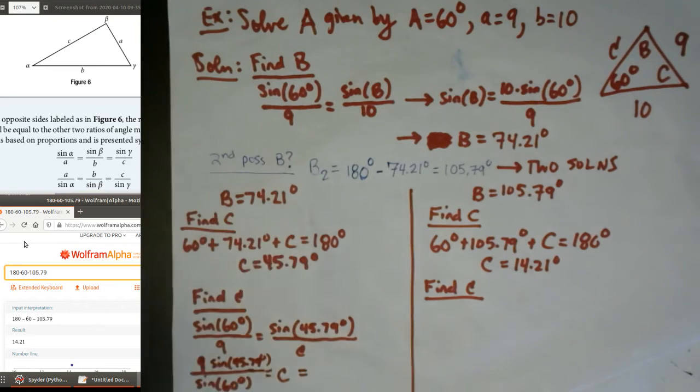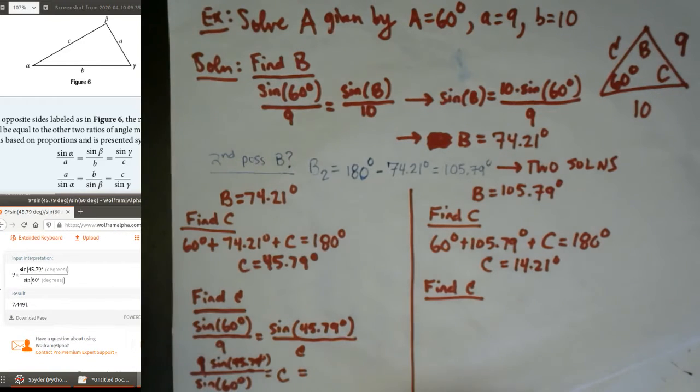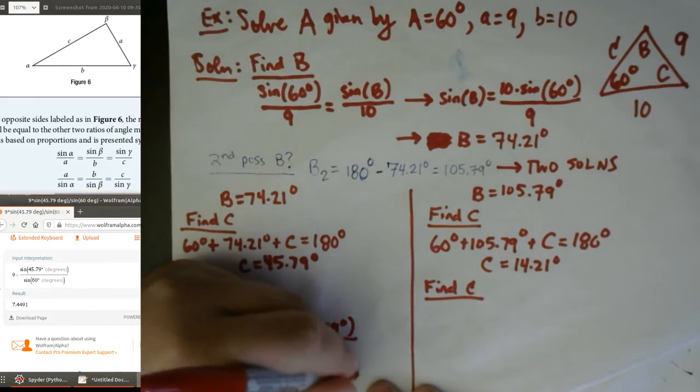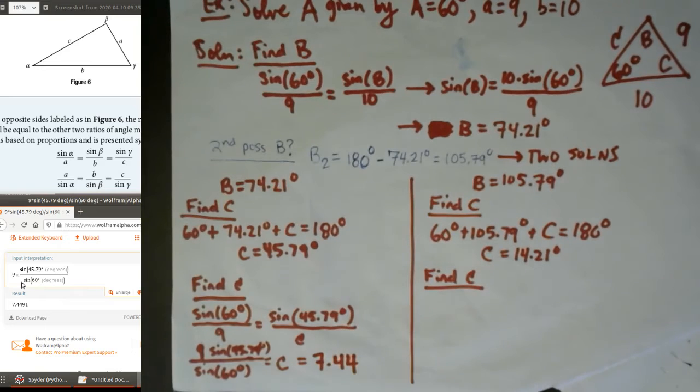And if I compute that, 9 times sine of 45.79 degrees divided by sine of 60 degrees, I get the value of side length c is 7.45 or 7.44. Whether you round or not, I don't care. So that will handle that.